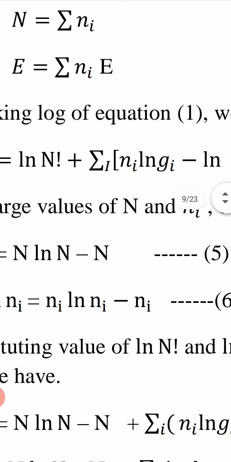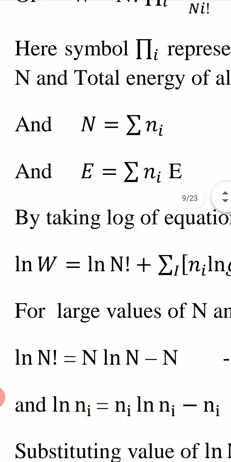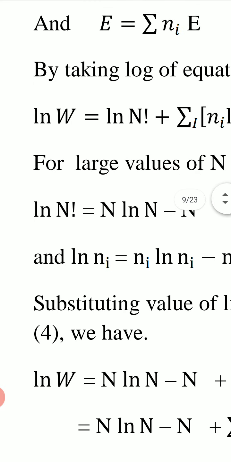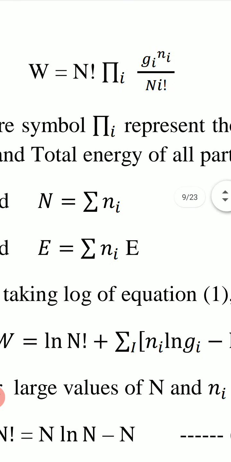By taking log of equation 1, this is equation 1 for W, for thermodynamic probability W. If we take log of this equation, then we find log W, and log W here is written as ln W. ln W means it is log W for e base. So log W now will be equal to log of factorial N into pi I gi to the power ni upon factorial ni.